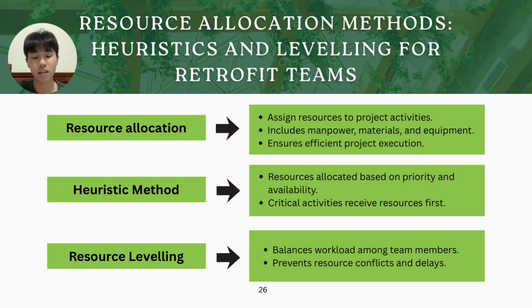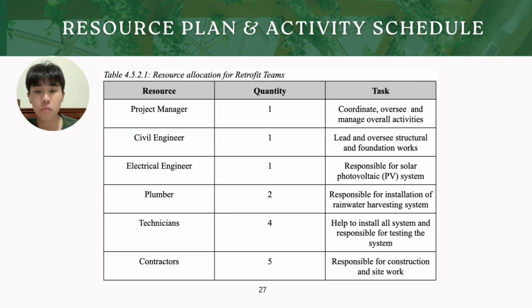Besides that, resource leveling is used to balance the workload among team members and avoid scheduling conflicts. Since the solar PV installation and rainwater harvesting installation involve different teams, both activities can actually be carried out simultaneously. This helps improve productivity and ensures smoother project execution. Now we'll be looking at the resource plan and activity schedule.